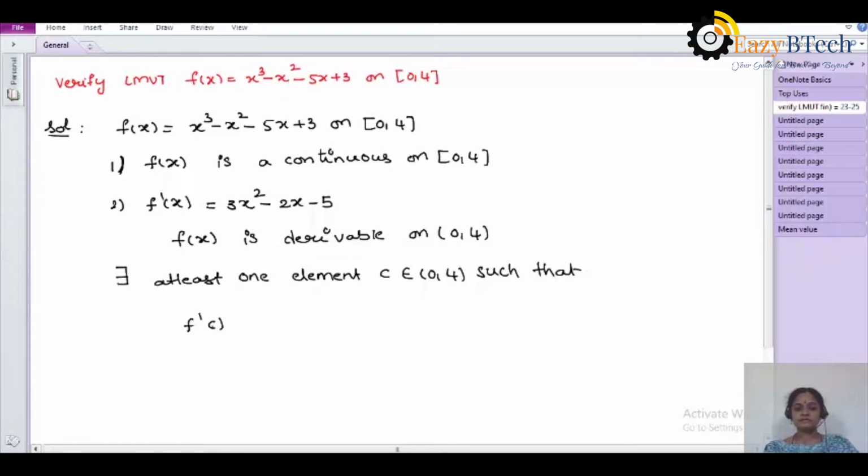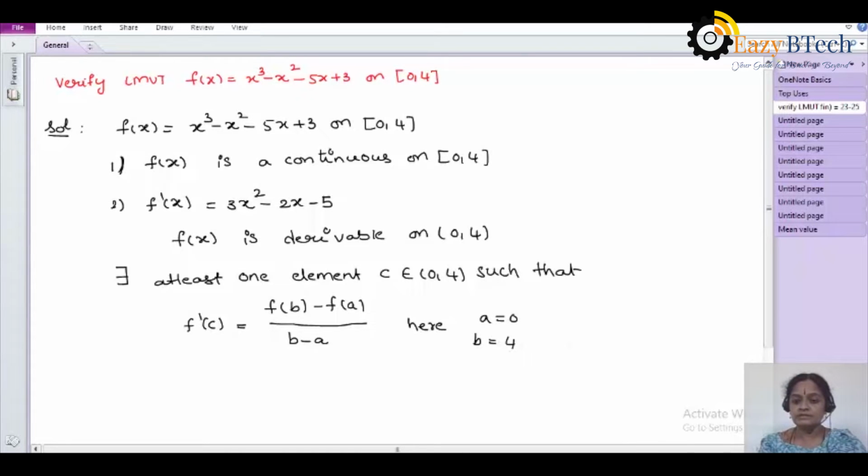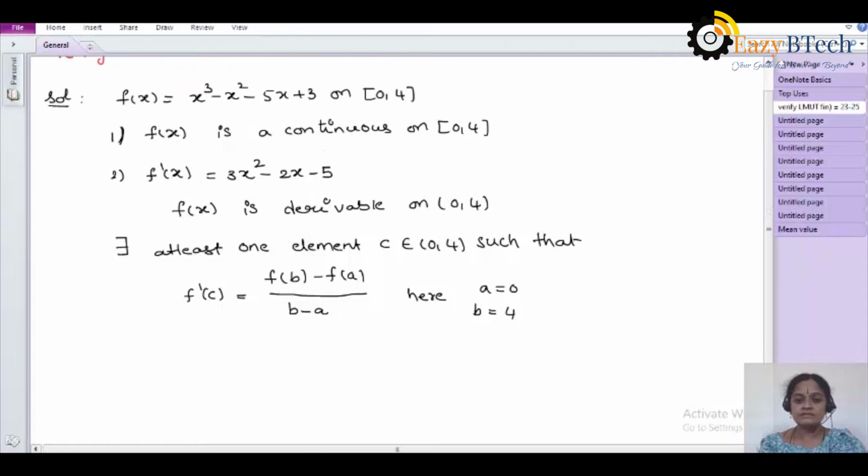So what is the condition? f'(c) is equal to (f(b) minus f(a)) by (b minus a). Here the value of a is 0 and the value of b is 4, according to the given interval, where the first element is a and the second element is b. Then finding the values of f(a) and f(b), students. f(a) means f(0). In the given question, if you substitute x as 0, then you will get the value of f(0) as 3.